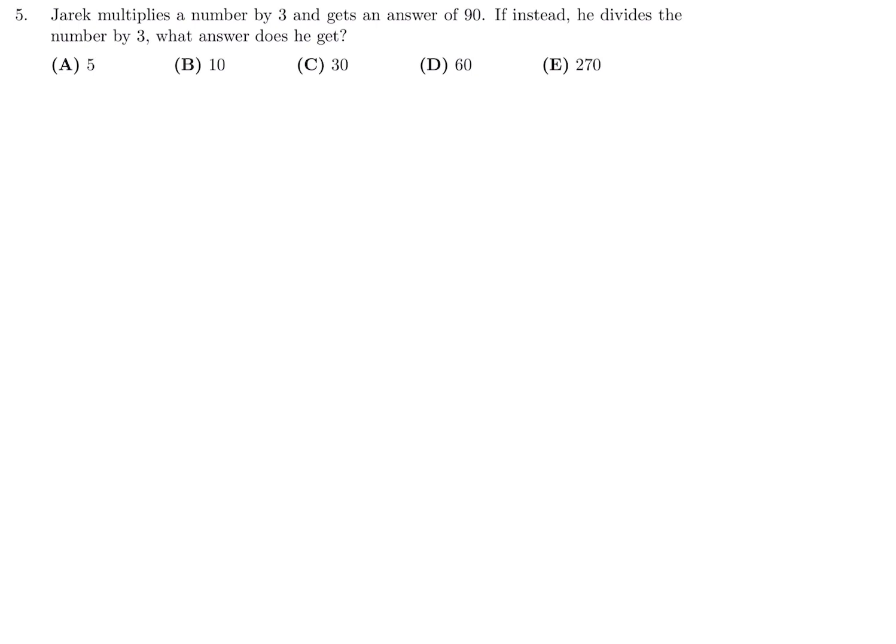Jarek multiplies a number by 3 and gets an answer of 90. If instead he divides the number by 3, what answer does he get? So let's say that number is x. When he multiplies it by 3, he gets 90. So obviously x is 30. If he had taken that number, which is 30, and divided it by 3, what answer does he get? Well, he gets 10. So number 5, the answer is B.